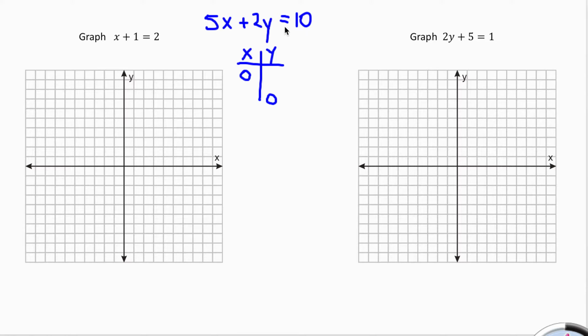So y has to be 5. And if y is 0, if that's gone, then 5x is 10, so x is 2. And you get 2 points. 0, so I don't go right or left because x comes first, and then up 5, and then over 2, and don't go up or down.